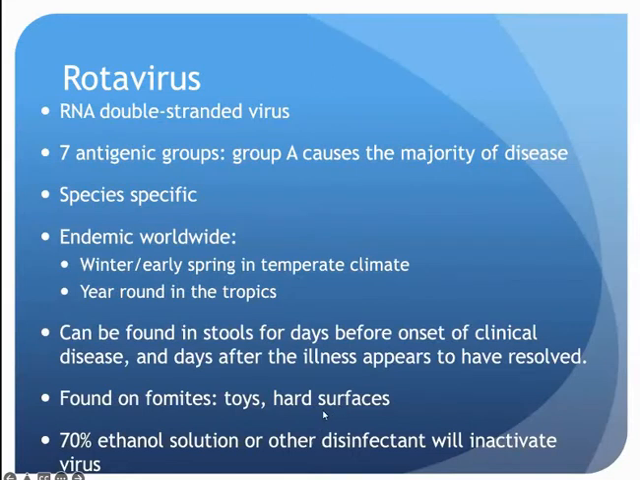It's found on fomites, on toys and on hard surfaces, which is why cleaning is so important, and cleaning with disinfectant and ethanol solution will solve that problem. So therefore that is a very crucial part of preventive processes.